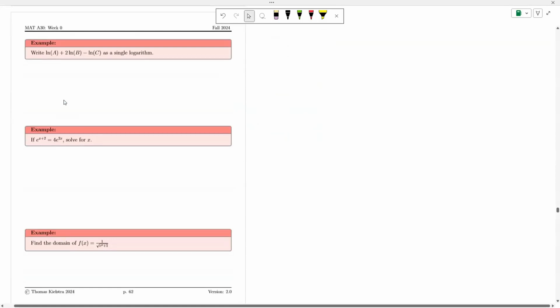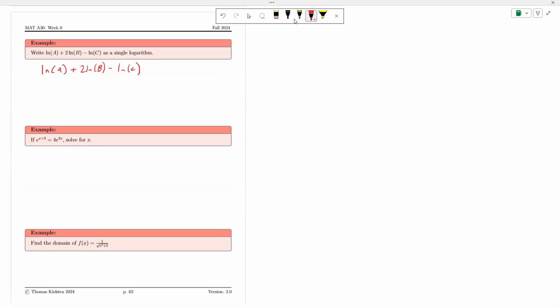Let's go through a few examples where we're looking at exponentials. Now here, we have ln of a plus 2 ln of b minus ln of c. We want to turn this into a single log. So ln of a plus 2 ln of b minus ln of c.